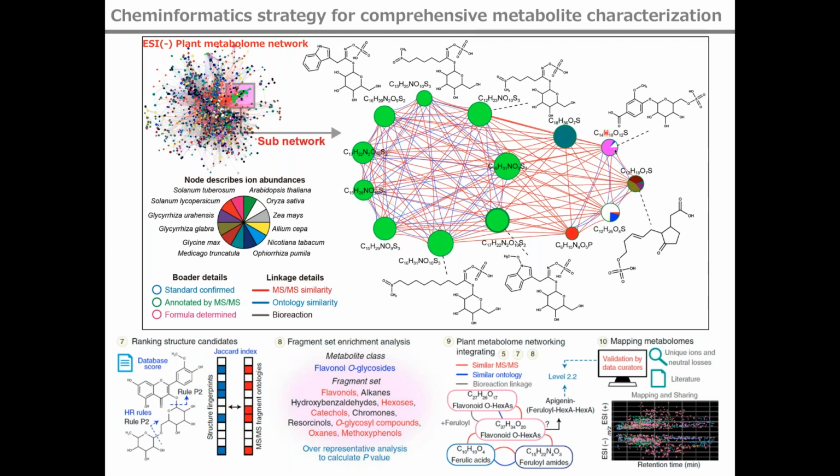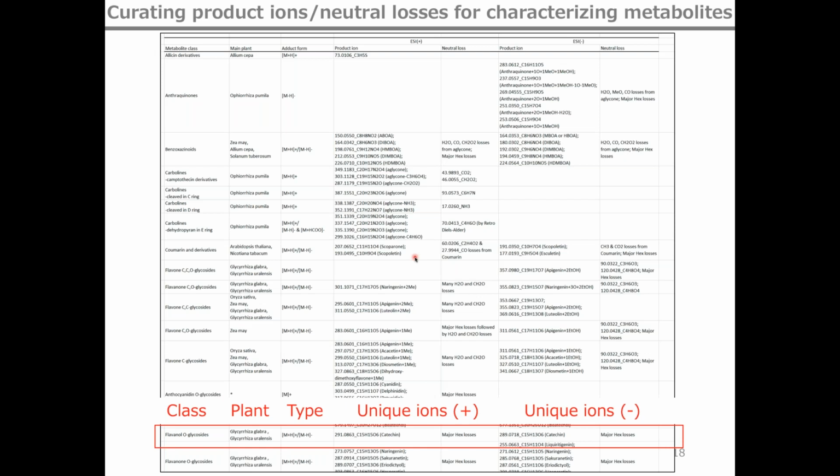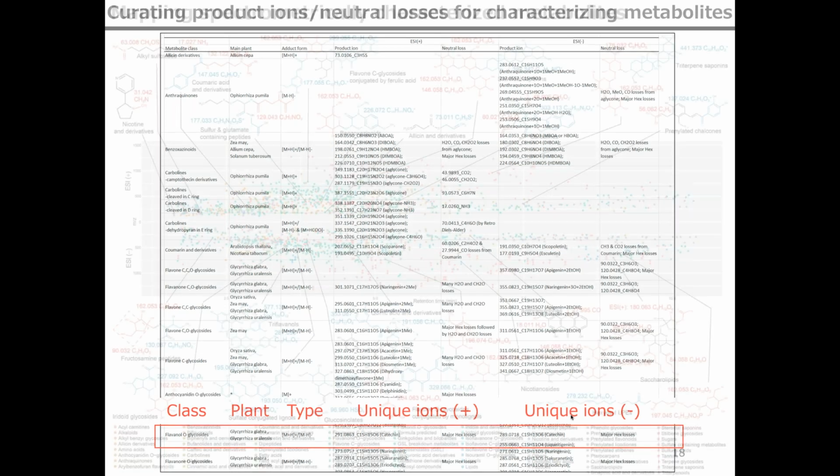Moreover, we organized the characteristic ion and neutral loss features, which should be monitored in the MS-MS spectrum to characterize an unknown spectrum to a specific metabolite class. This table contains the name of the metabolite class, the major plant species, the detectable adduct types, and unique ions and neutral losses in positive and negative ion mode data. And we organized this kind of characteristic ion table for around 80 specialized metabolite classes.